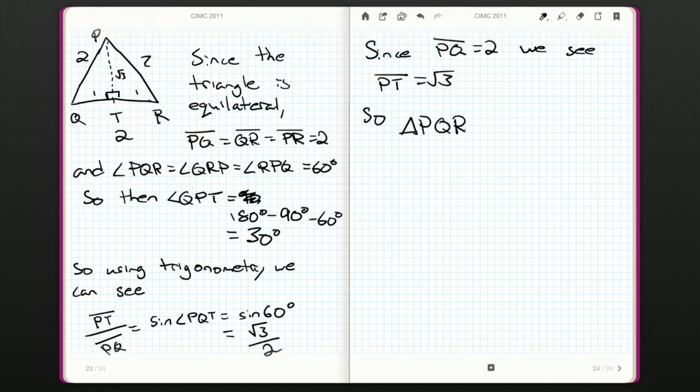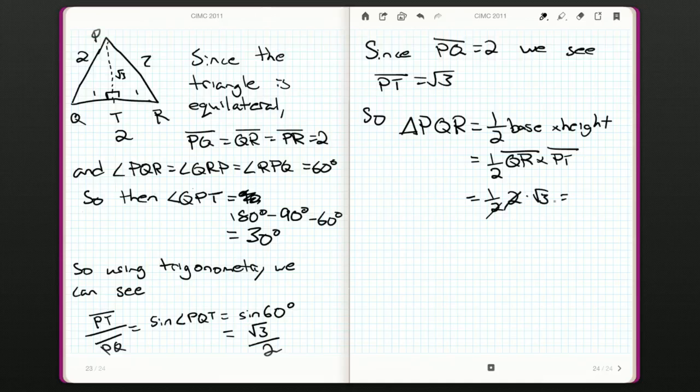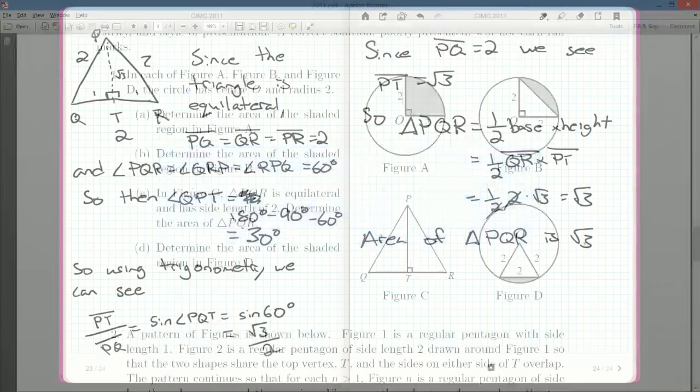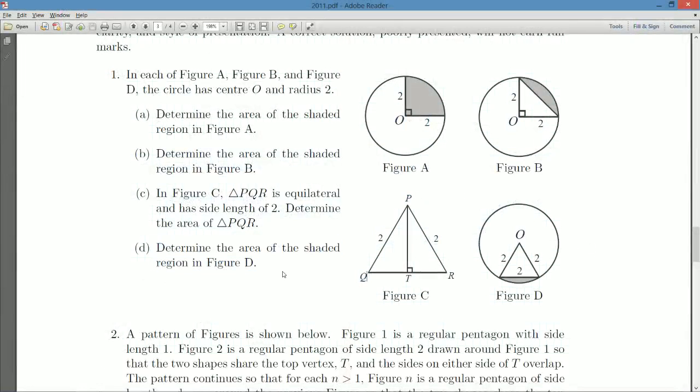So the area of PQR is going to be 1/2 base times height. Our base is QR times our height is PT. So 1/2, 2 times square root of 3. So the area of PQR is the square root of 3. All right. Straightforward, simple enough. We just used a little bit of trigonometry there. Or you could use a symmetry argument, or there's probably a couple other ways to figure out the area of that.